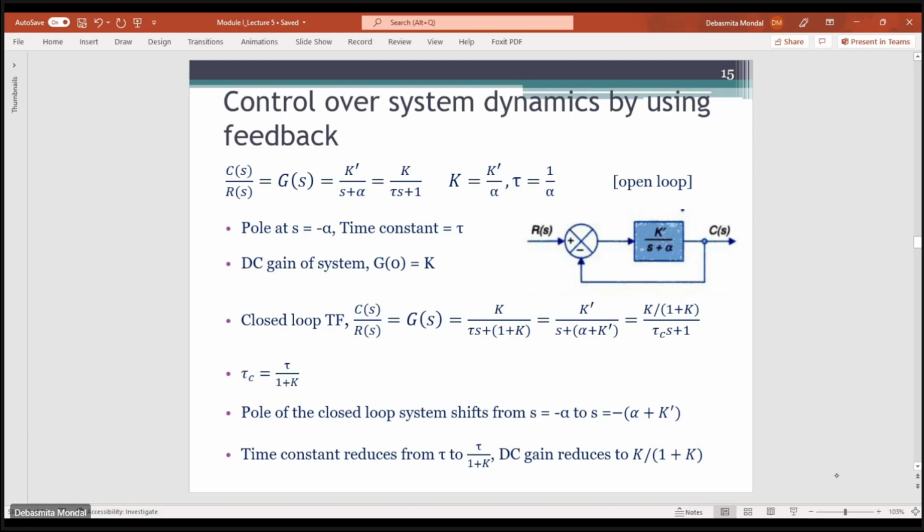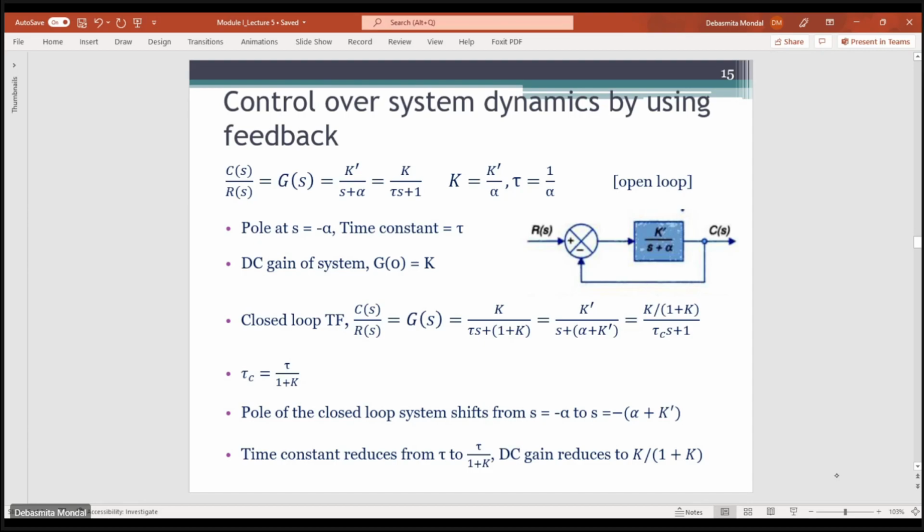Now you can write that C(S) by R(S), if it is an open loop system, will be nothing but K dashed by S plus alpha. You can substitute and write it in a different form, K by tau S plus 1, where K is equal to K dashed by alpha and tau is equal to 1 by alpha. So this is the open loop case.